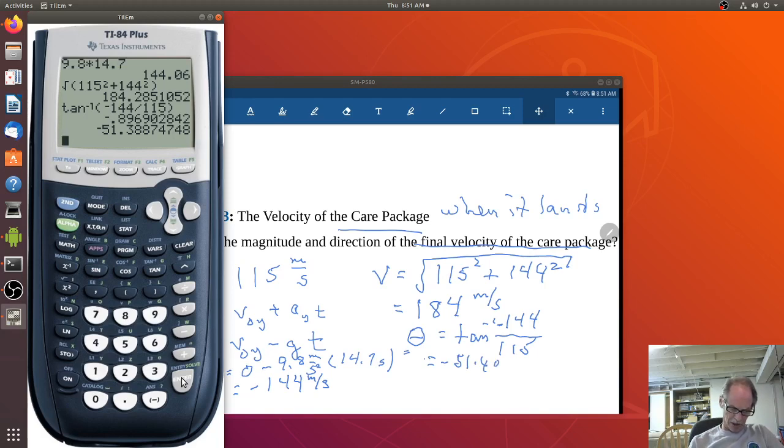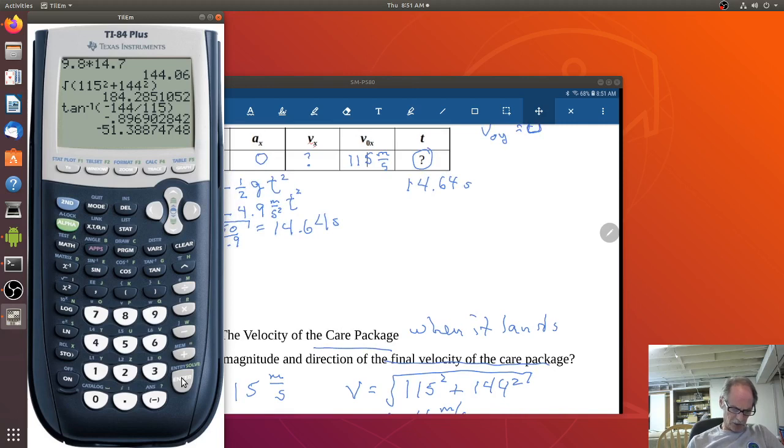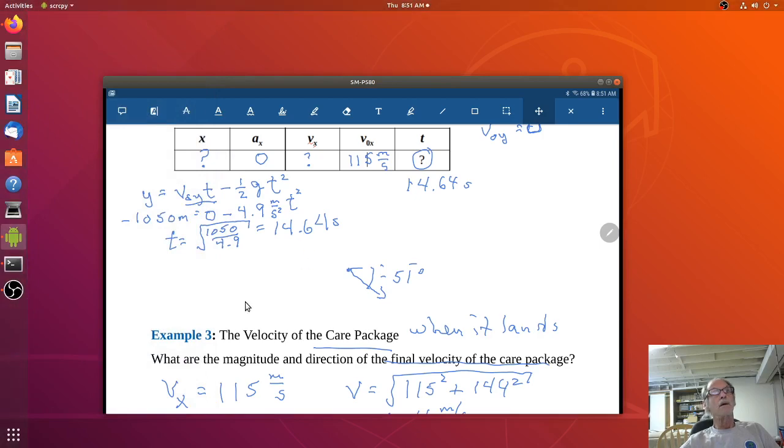So when it hits the ground, the package is moving in this direction at minus 51 degrees. This is minus 51 degrees. Makes sense. It's what I'd be expecting, I think. All right.